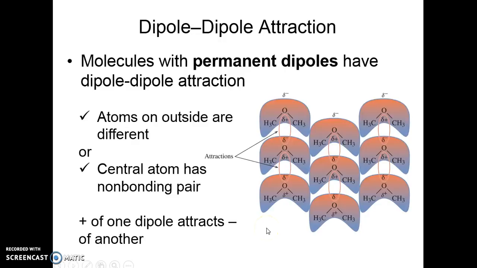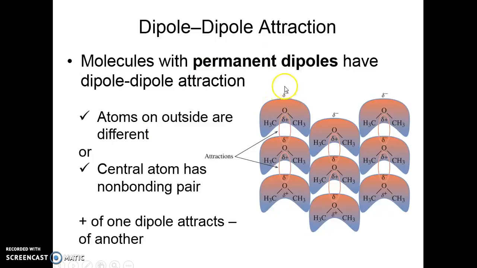The second intermolecular attractive force is the dipole-dipole attraction. We see this in molecules that have permanent dipoles. Look at these molecules here. This molecule right here has a permanent dipole. What is a permanent dipole? Permanent dipoles are in polar molecules. So any molecule that's polar will have that permanent dipole.